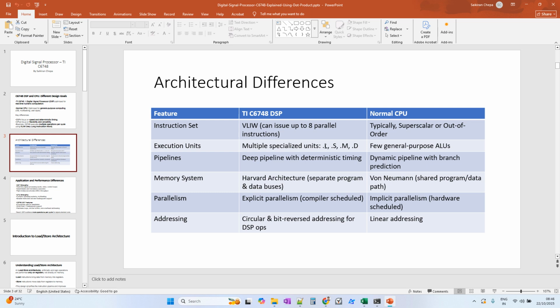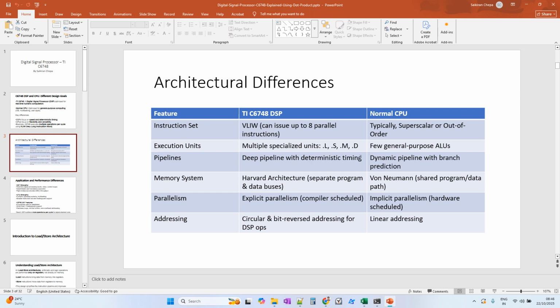Multiple specialized units are there, for example .L, which does logical operations. These are various functionalities in the DSP. .S is for branch and shift, .M is for multiply, and .D is for load and store operations. Registers are also very many in the case of DSPs. In the C6748, 16 registers are there in the A data path and 16 registers in the B data path, so a total of 32 registers. Few general-purpose registers are there in the case of CPUs.